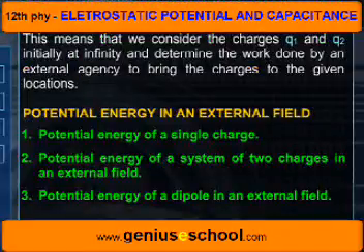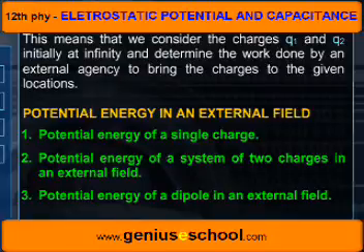This means that we consider the charges q1 and q2 initially at infinity and determine the work done by an external agency to bring the charges to the given locations. Potential energy in an external field. Potential energy of a single charge. Potential energy of a system of two charges in an external field. Potential energy of a dipole in an external field.